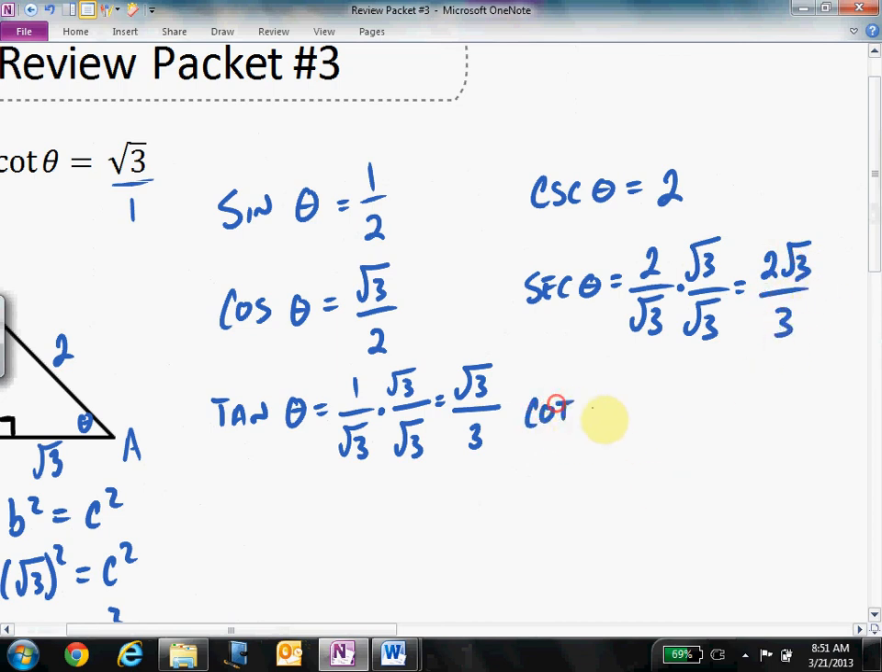And then cotangent of theta was given to us. That's simply the square root of 3. And that is problem 3.